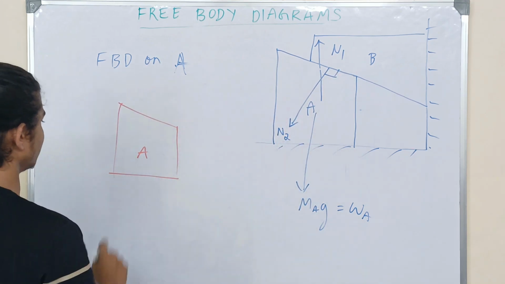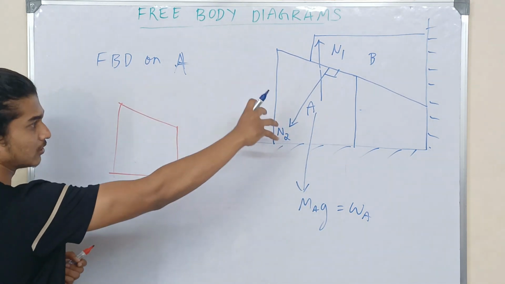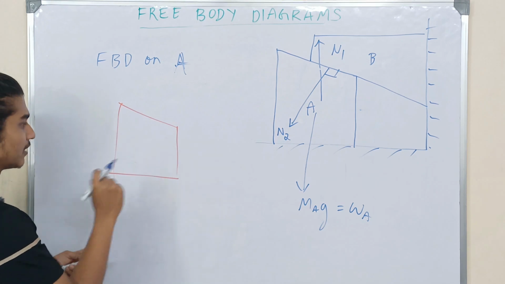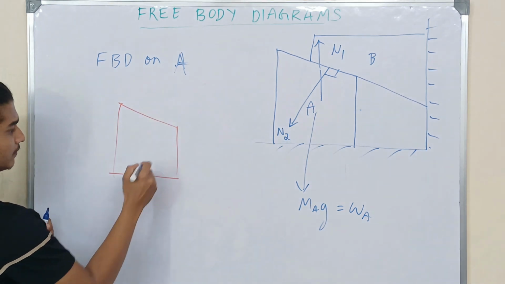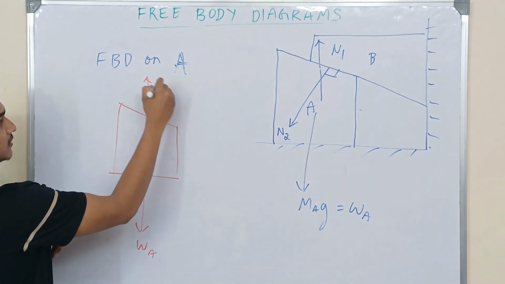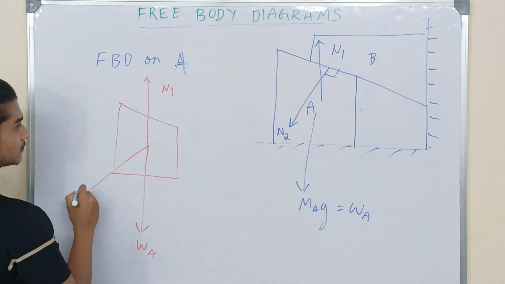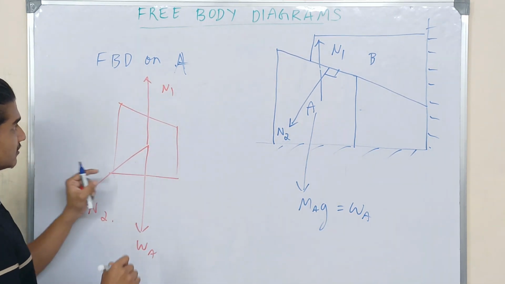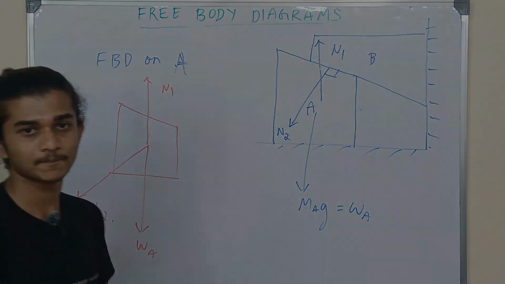And then in the final diagram, you just merge all those forces and write them at one particular middle point. So this is how it's going to be. So this is WA, and this is N1, and this is N2. So this is the FBD diagram of block A.